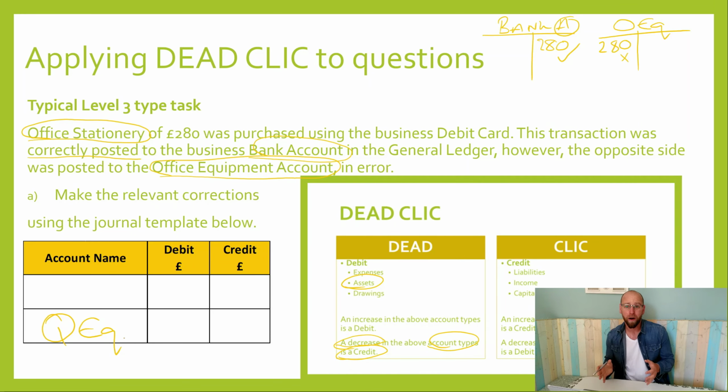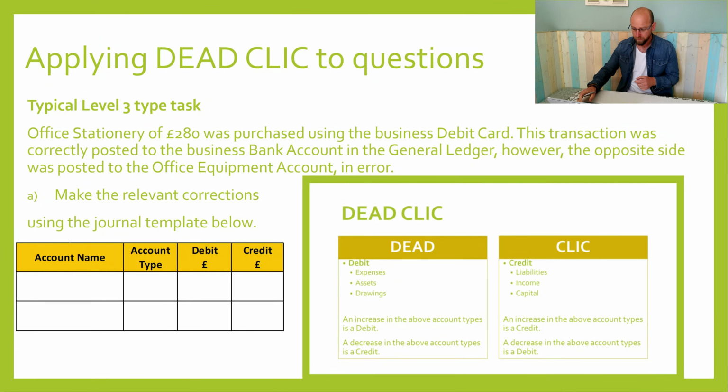So what did we actually buy? Well, in the question it tells us we actually bought office stationery, so that is the other account name, office stationery. So again, now we know what the account names are, we need to think about the account types and therefore about the corrections. So again, I've added in the account type into there. We already know what the account names are, office stationery and office equipment.